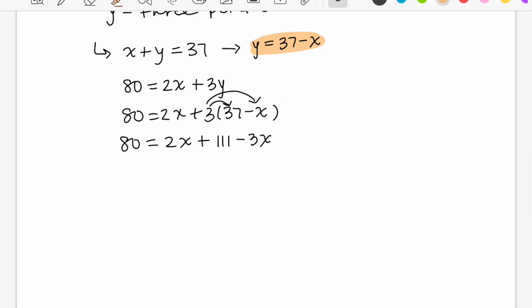And then we'll combine all of our like terms here. We have just our constants, and then we also have our variable terms here. So I'll take away 111 on this side and this side. And so then 80 minus 111 will be negative 31. And then we're going to combine this positive 2x and this negative 3x. So we'll get negative x here. And then we have a negative on both sides, so these guys will cancel, and we just get that x is equal to 31.